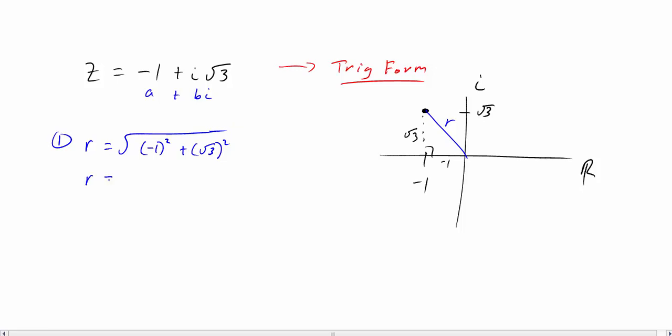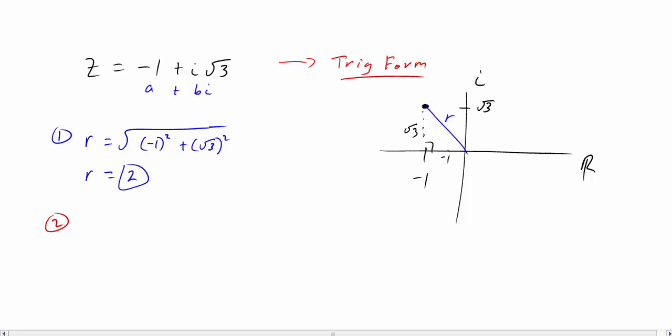Okay, and then we're going to get r is equal to the square root of 1 plus 3, so that's going to be the square root of 4. So the square root of 4 is equal to 2. So there we already know the r value. Then our second step, we need to find the angle.